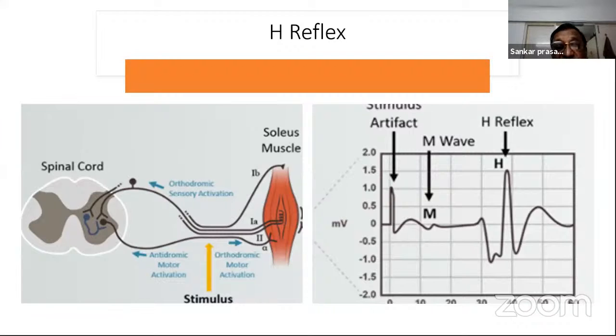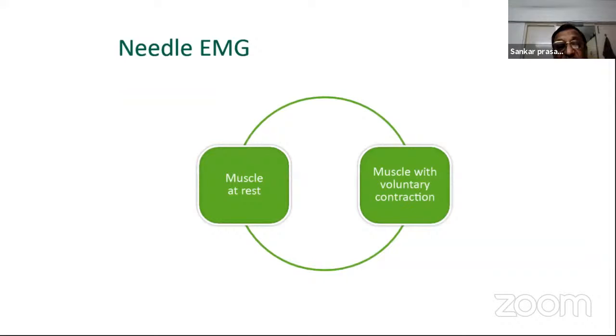And the H reflex, which is again a sensory stimulus in the tibial nerve in the popliteal fossa, which will go to the spinal cord and come back and stimulate the gastrocnemius and soleus muscle, and you can see the H reflex. And the arc is equivalent to the ankle jerk. So sciatic nerve and S1 radiculopathies will affect the H reflex.